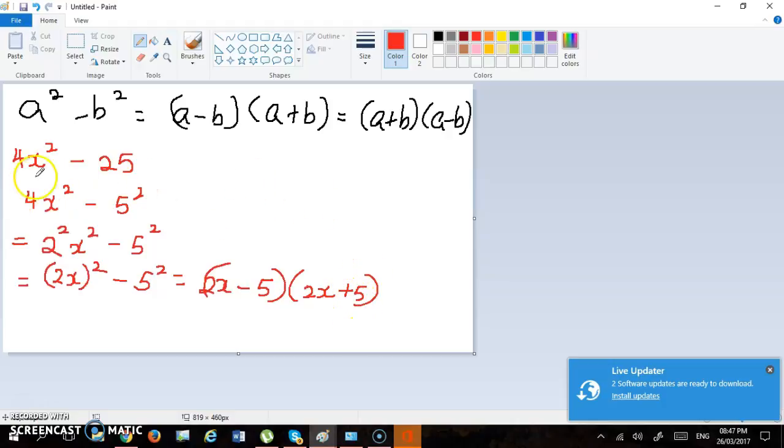So again, we have 4x squared minus 25. You need to recognize, okay, 25 is the same as 5 squared. The 4x squared is the same as 2x all squared. And from there, you can put it in the general form.